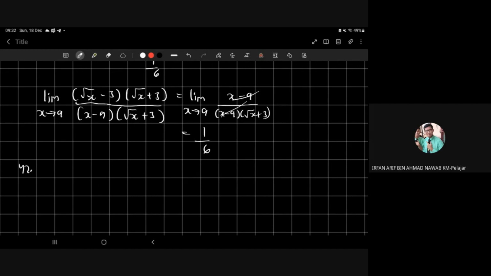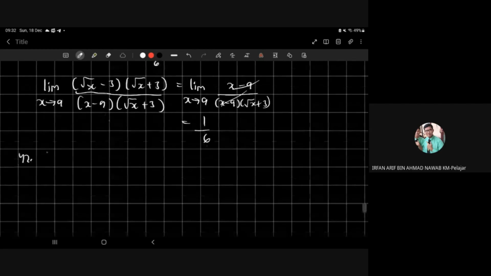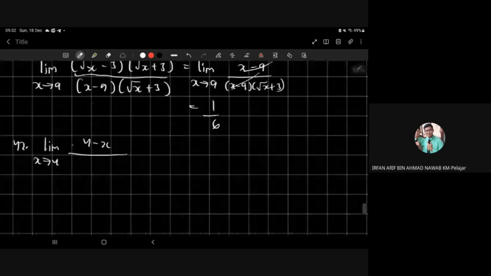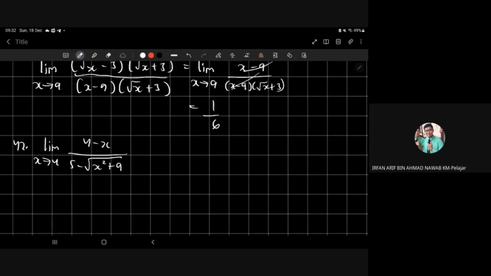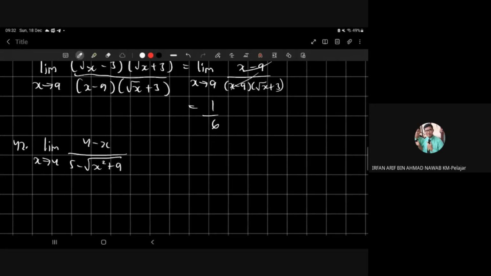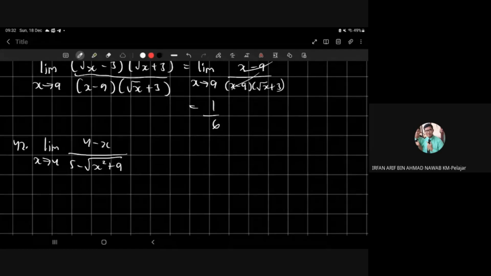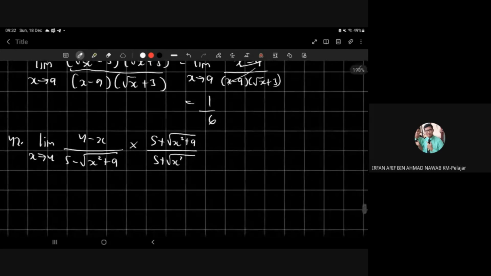So they give us the limit as x approaches 4 of (4 minus x) over (5 minus the square root of x squared plus 9). Obviously, if you directly substitute, you'll get the indeterminate form. So how do we solve this? Well, for me, I'll multiply it by this denominator's conjugate. So multiply by 5 plus the square root of x squared plus 9 divided by 5 plus the square root of x squared plus 9.